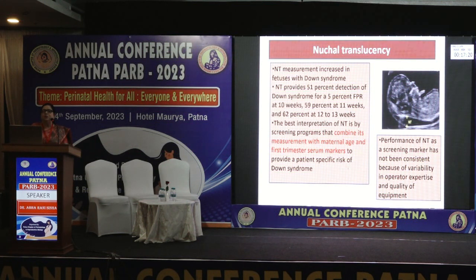The other point with nuchal translucency is that it requires a good machine as well as a good operator. It is operator dependent. A person who is certified by the Fetal Medicine Foundation can only come up with a proper nuchal translucency measurement. So, if we combine the nuchal translucency with measurements like maternal age and serum markers, then only we have a good detection rate of fetal aneuploidies.